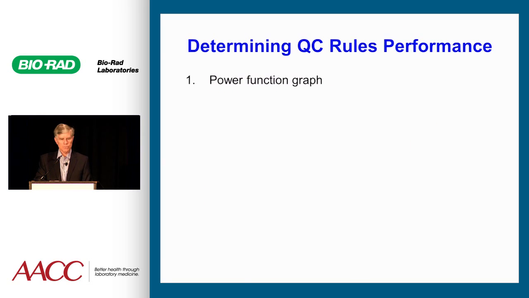All right, rules performance. So historically, the power function graph had been used as the basis for determining how well a given QC rule works.